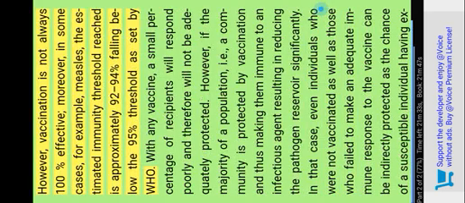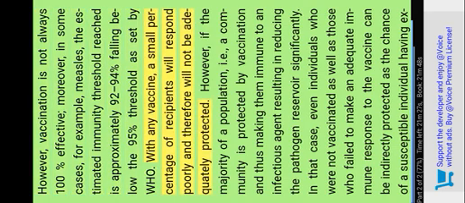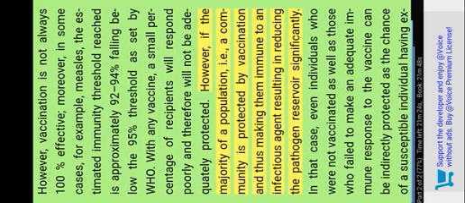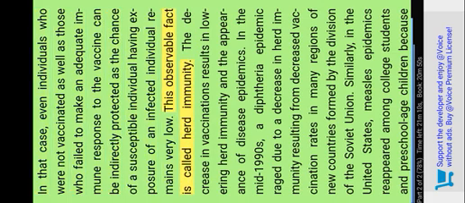However, vaccination is not always 100% effective. Moreover, in some cases, for example measles, the estimated immunity threshold reaches approximately 92–94%, falling below the 95% threshold set by WHO. With any vaccine, a small percentage of recipients will respond poorly and therefore will not be adequately protected. However, if the majority of a population, i.e., a community, is protected by vaccination and thus immune to an infectious agent, the pathogen reservoir is reduced significantly. In that case, even individuals who are not vaccinated, as well as those who fail to make an adequate immune response to the vaccine, can be indirectly protected, as the chance of a susceptible individual being exposed to an infected individual remains very low. This observable fact is called herd immunity.